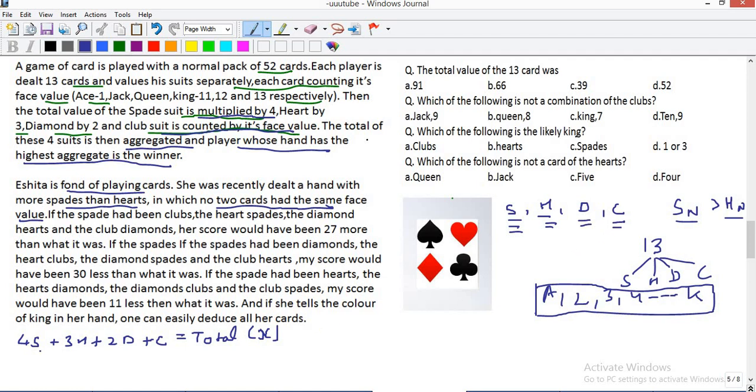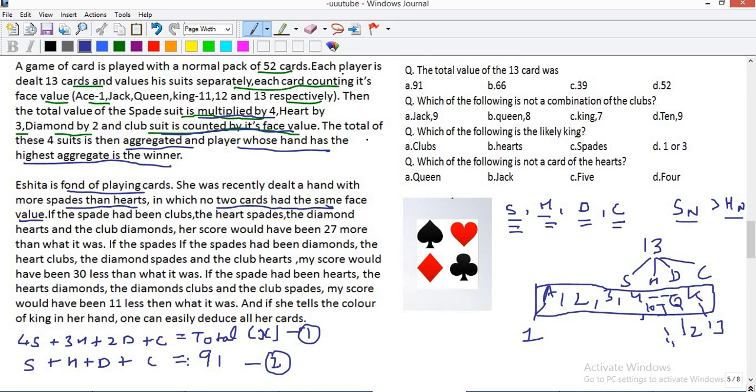So can I say what will be S plus H plus D plus C? Nothing but the sum of first 13 natural numbers. Why? Because ace is calculated as 1, king is 13, queen is taken as 12 and jack is taken as 11. और उसके पहले 10, 9 and so on and so forth. So I can say it is nothing but the sum of first 13 natural numbers, which is nothing but 13 into 14 by 2, which comes out to be 91. So एक मेरे पास ये equation है and this is my second equation.